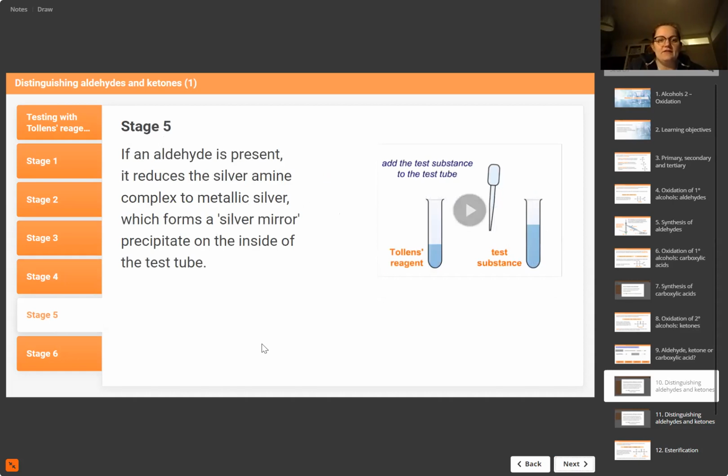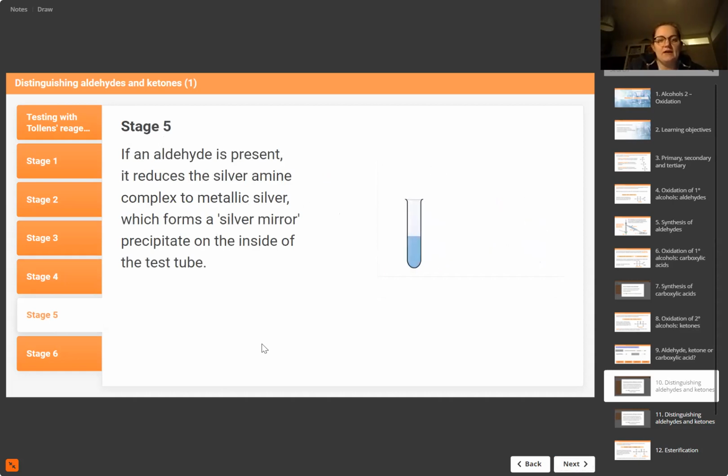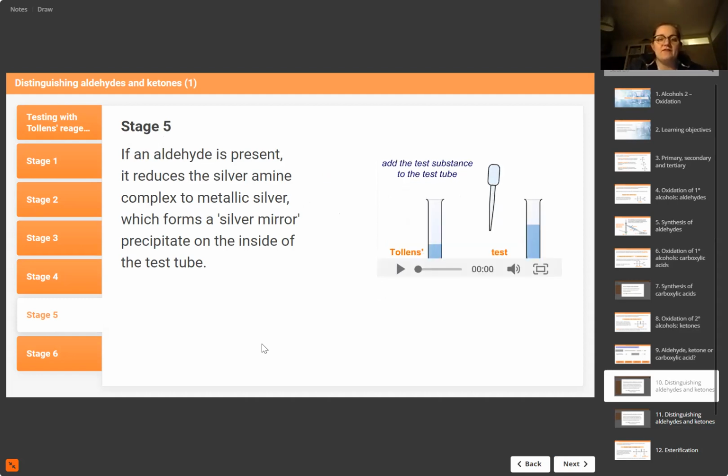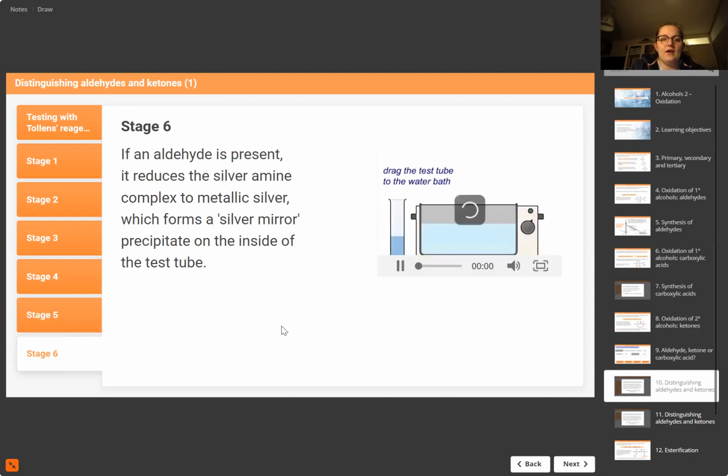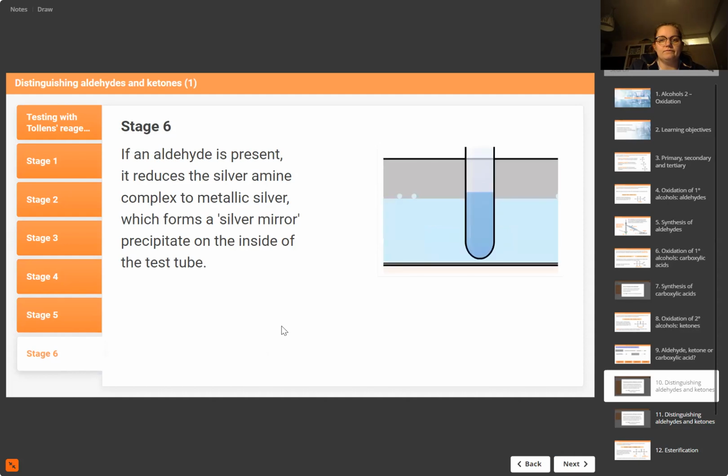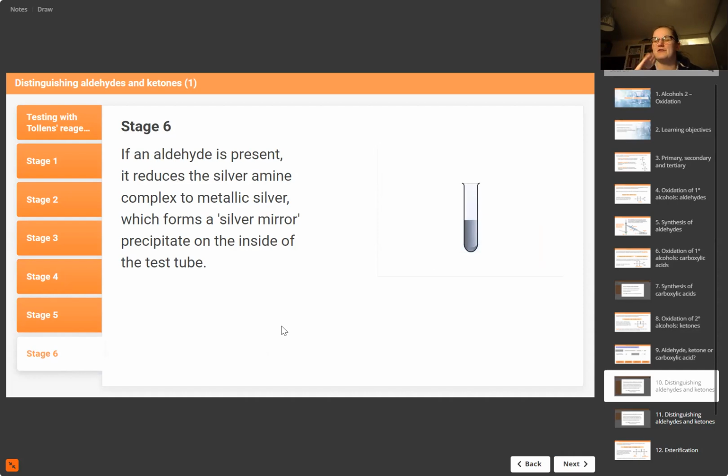If an aldehyde is present, it's going to reduce the silver amine complex to metallic silver. What this does is form a silver mirror precipitate on the inside of the tube, and that's if an aldehyde is present. That's because it has reduced the silver amine complex. And this is what it should look like. It goes really silvery, and we call it a silver mirror because it's almost as if it was a mirror and you could see yourself reflected in it.